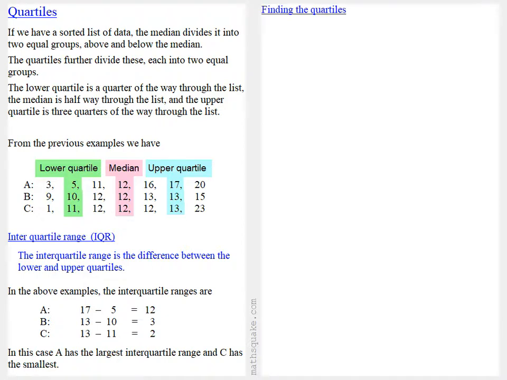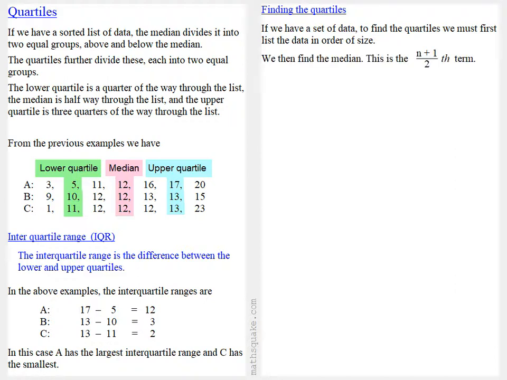Now the question is, how do we find the quartiles? If we've got a set of data, to find the quartiles, the first thing we must do is make sure we put the list of data in order of size. We then find the median. Now this is the (n plus 1) over 2 term.